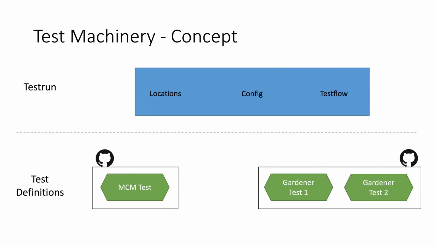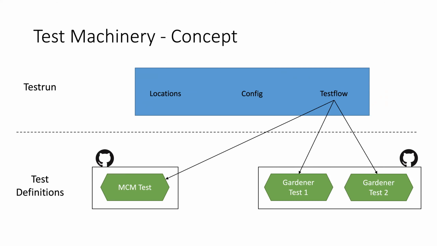So a test run therefore consists of locations, configuration, and a test flow. The location points to repositories so that we know where to search for test definitions. Which means that they point to Gardener, to Machine Controller Manager, to etcd, and so on, so that we know where we have our tests, where to look for tests. And then the test flow defines exactly which tests to execute and in which order.